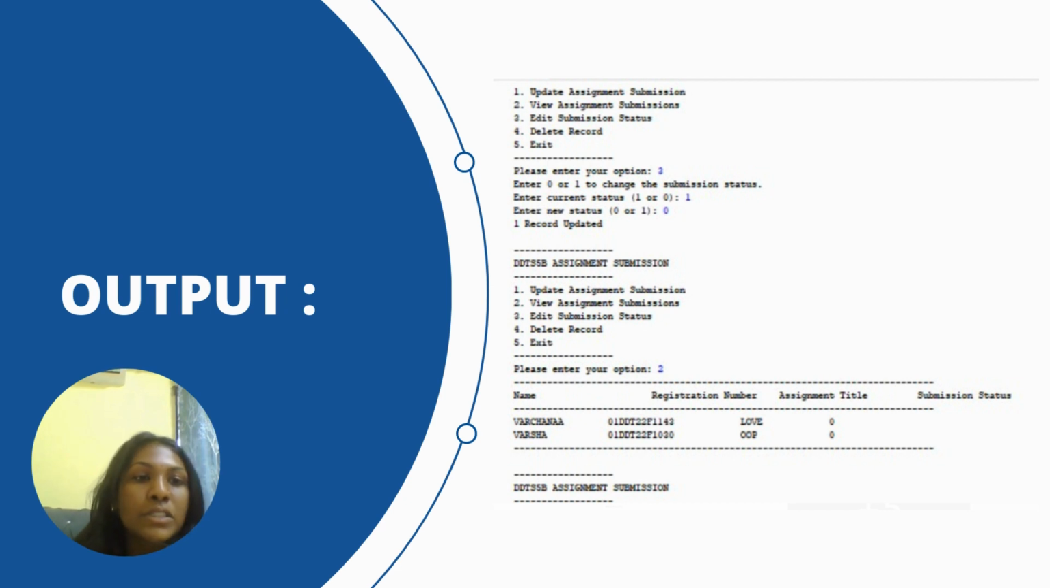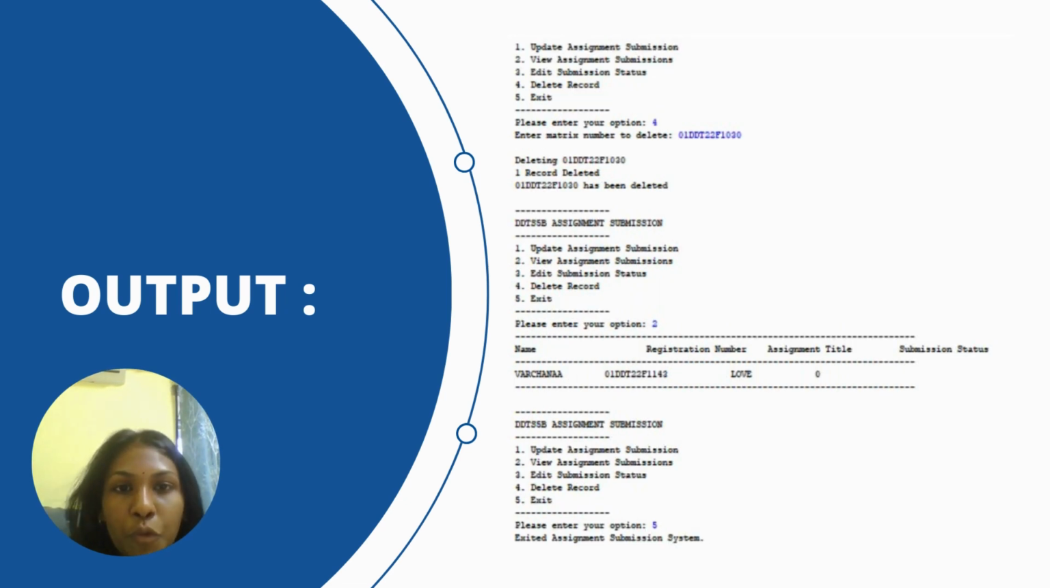If you want to see the one you put, maybe you can just put 2 to view again. I put 2 to see Varchana, Varsha, and the input for Varchana just now was 1. When I edited it, it changed to 0.